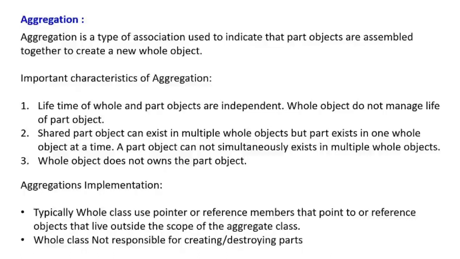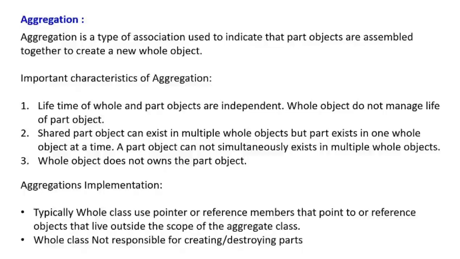The second important point is that a shared part object can exist in multiple whole objects, but the part object exists in one whole object at a time. It cannot exist simultaneously in multiple whole objects. That is a key difference between composition and aggregation. The whole object does not own the part object at all. It simply shares the part object.